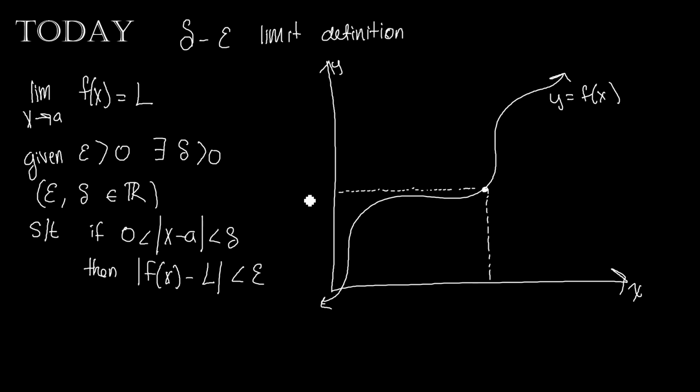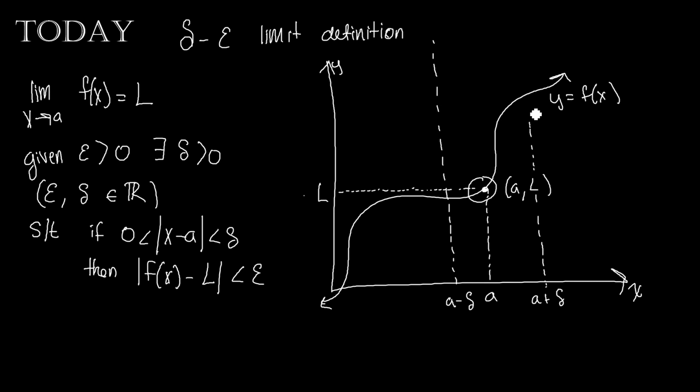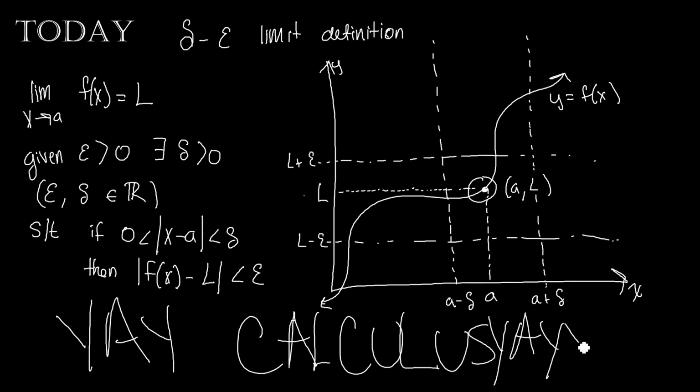is widely accepted. So this is any arbitrary curve, and you'll have a certain point on the curve. I call that A on the x-axis and L on the y-axis. So the point is (A, L). And this is how the infinitesimal change represented by the delta-epsilon limit definition works visually. And now calculus is happy and fun and yay!